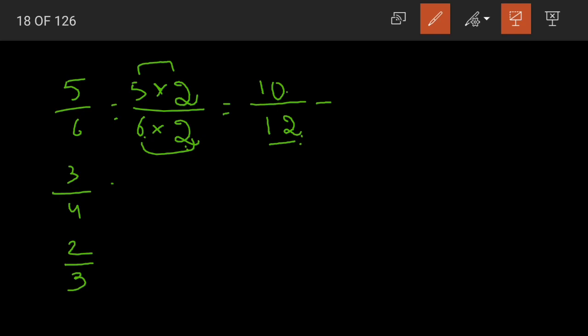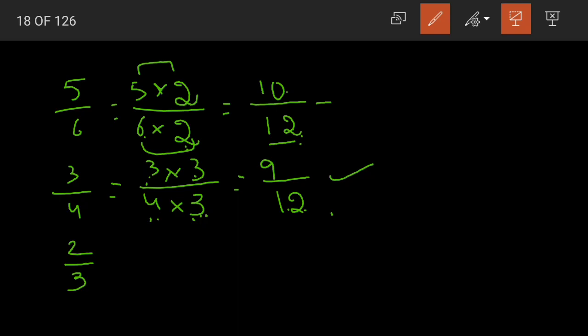Yes children? Coming to the second fraction, 3 by 4. Again, we have 4 here, we need 12. So, 4 3s are 12. Now, as we have multiplied the denominator by 3, we will do the same with the numerator. 3 3s are 9 and 4 3s are 12. So, 9 by 12 is our second fraction.